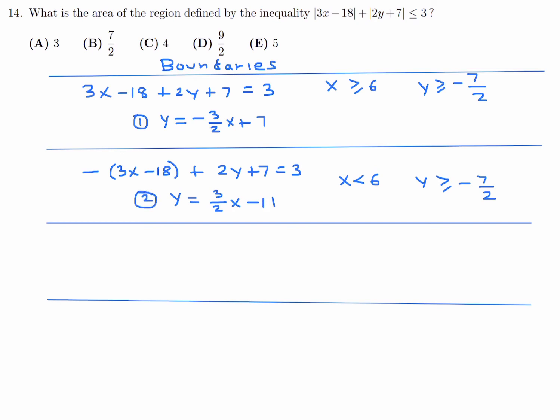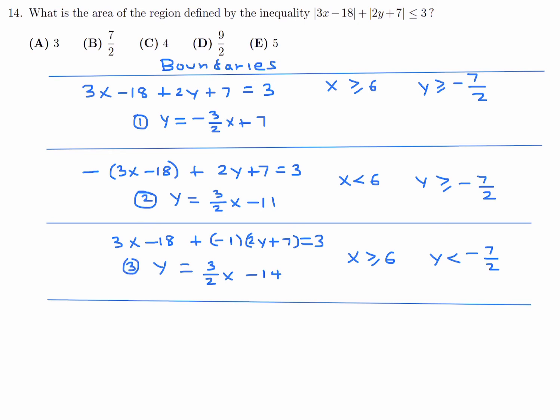And this is equation number 2. The next scenario is when x is greater than or equal to 6, but y this time is less than minus 7 over 2. In this case, the first one stays the same, but the second one has to be multiplied by negative 1: 2y plus 7, and this equals 3. Isolating for y, you get y equals 3 over 2x minus 14. And this is equation number 3.